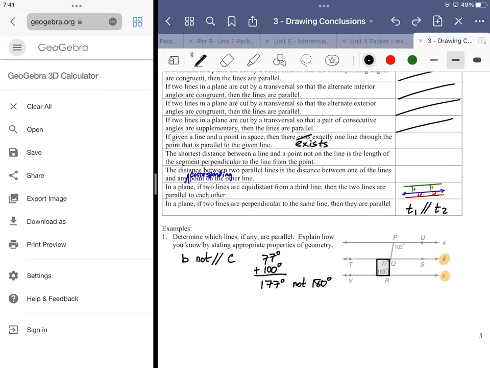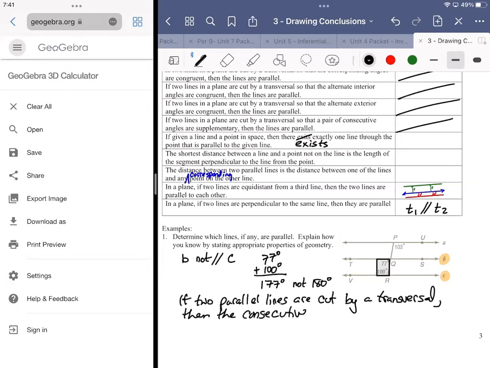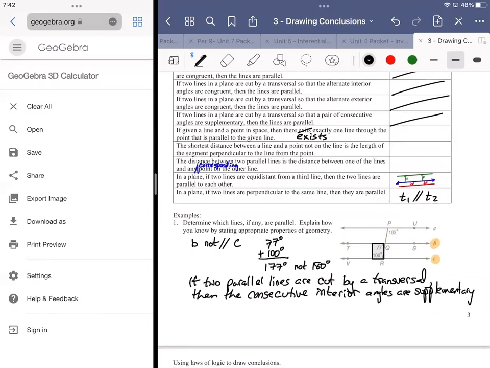Right, so I'll actually write the whole statement out here. If two parallel lines are cut by a transversal, then the consecutive interior angles are supplementary. So if two parallel lines are cut by a transversal and the consecutive interior angles are supplementary, that's the rule. That's not what happened. So B cannot be parallel to C.